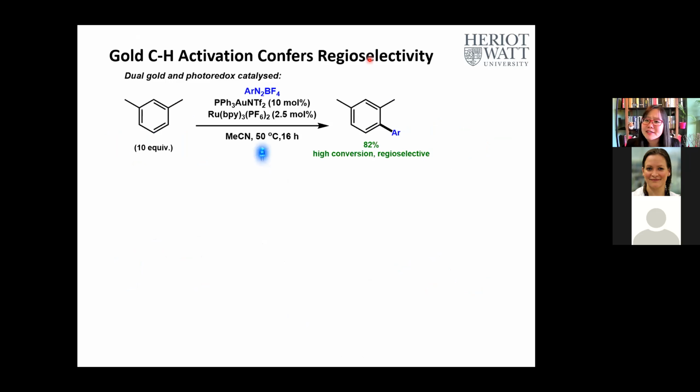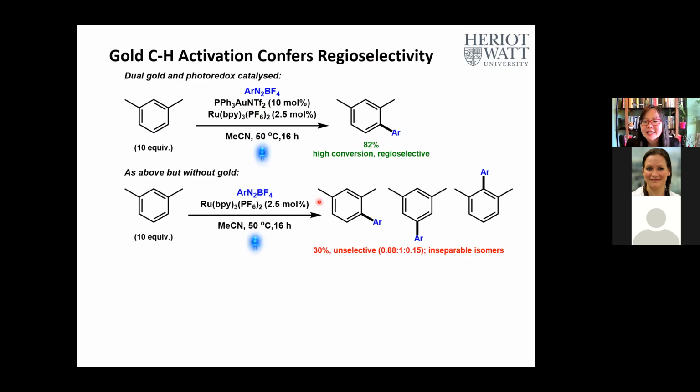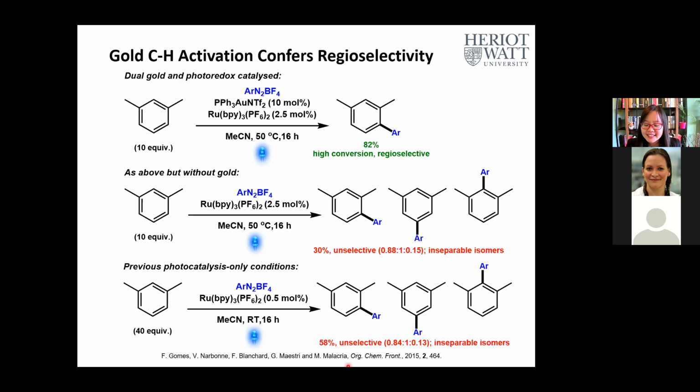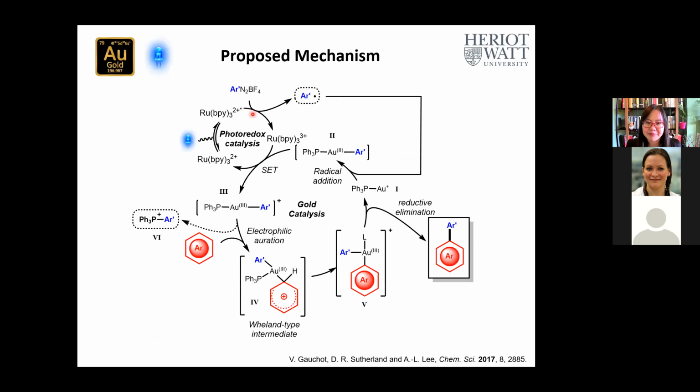And then finally, the regioselectivity, I mentioned that it is very reliant on the gold. So if you take the gold out, the reaction still works, but you get a horrendous mixture of inseparable isomers. This is no good for synthesis if you can't separate them. And this is a known procedure. So we tried the literature procedure. You'll see it pumps up to 40 equivalents. The yield goes up, but still it's a mixture of isomers. So the gold is necessary for regioselectivity. So that's my last chemistry slide.